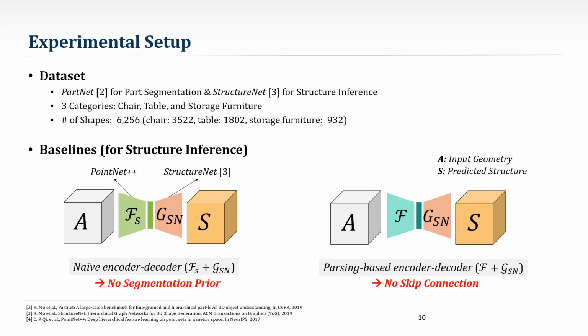For our experiments, we use two datasets: PartNet for part segmentation, and StructureNet for structure inference. To focus on diverse and complex shapes, we test our method on chair, table, and storage furniture categories. For structure inference, we compare our method with two baselines. The first one directly encodes an input shape into a latent vector without segmentation, and decodes it using the decoder of StructureNet. The second one uses our structure encoder, while not leveraging the point-to-part associations used in our decoding step.